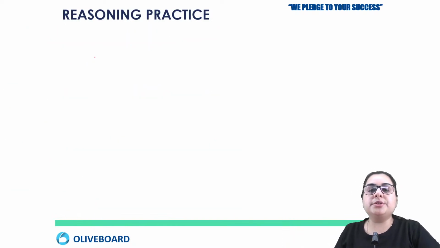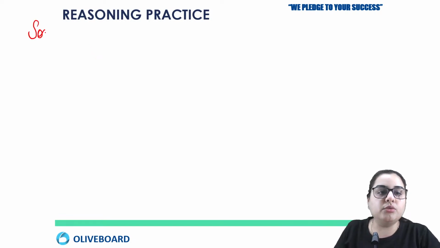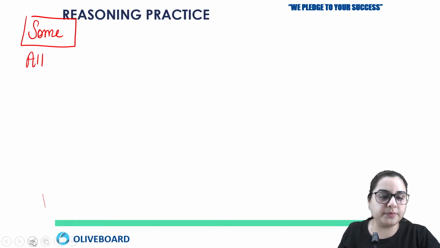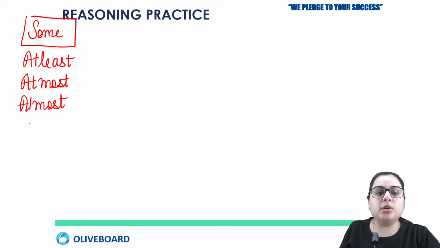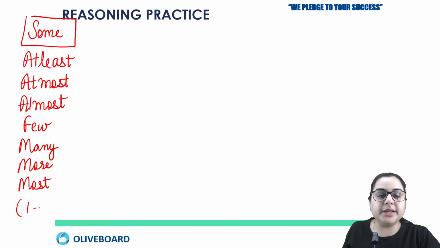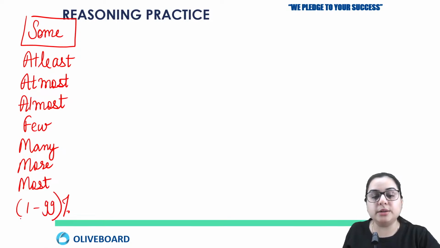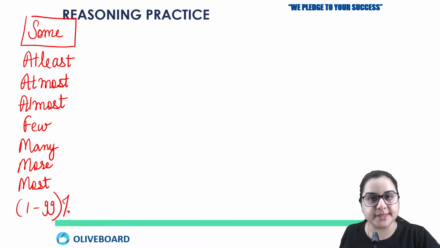Now I am going to discuss some words with you, like for the word some. Sometimes they say at least some A is B, or at most A is B, or almost A is B, or few of A is B, or many of A is B, or more of A is B, or most of A is B, or 1 to 99%, I can write any percent. So all these words actually mean that you have to make the diagram of some A is B.